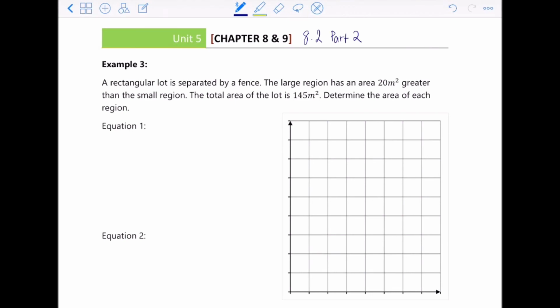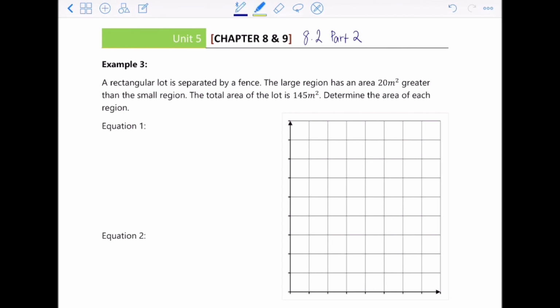Example 3. A rectangular lot is separated by a fence. The large region has an area of 20 meters squared, greater than the smaller region. The total area of the lot is 145 meters squared. Determine the area of each region.